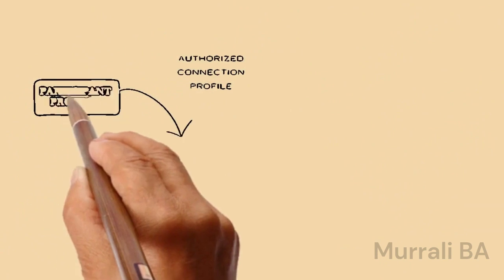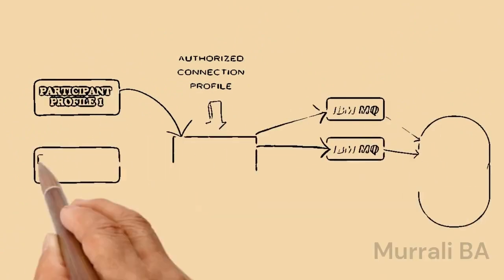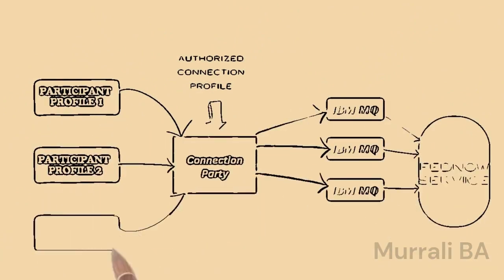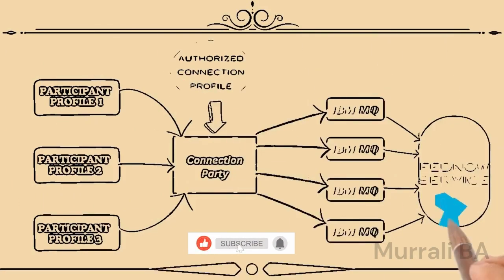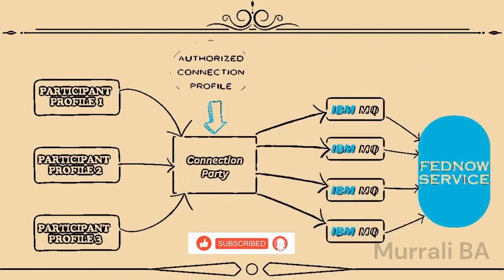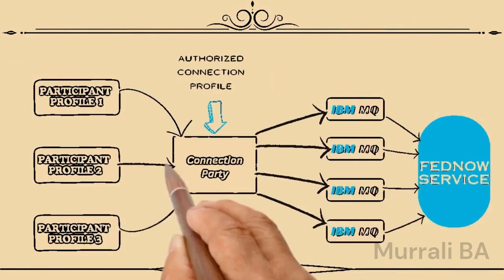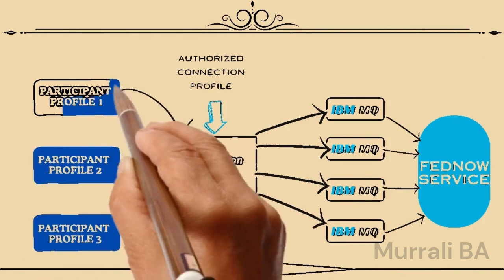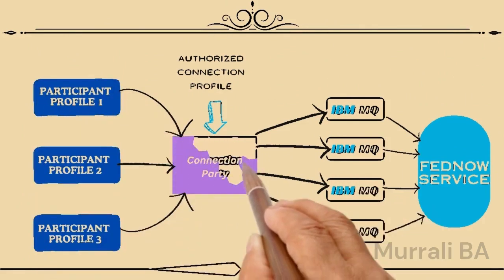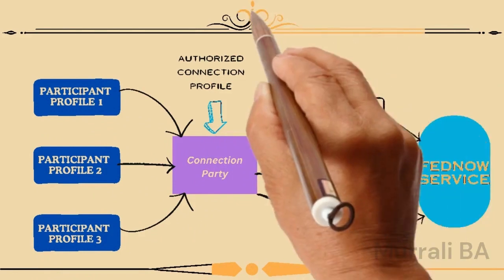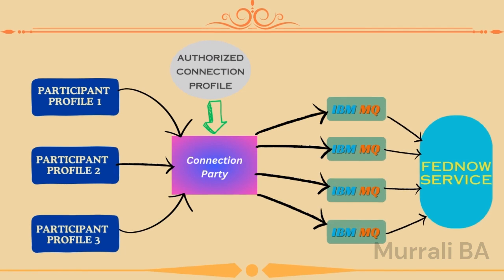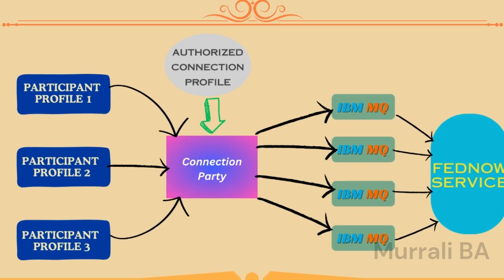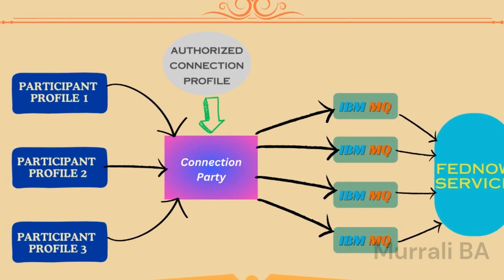So, finally, this is how the connectivity architecture looks like. Each participant profile or each RTN is connected to one connection party. So, it is a many to one relationship. Each connection party has only one authorized connection profile. So it is a one-to-one relationship. A connection party can have many connection points. In other words, data centers that use a group of MQs. Here, the FedNow service uses IBM MQ for the communication.